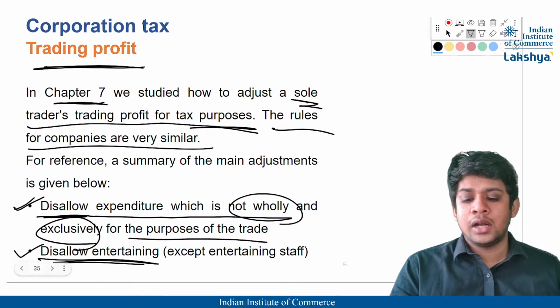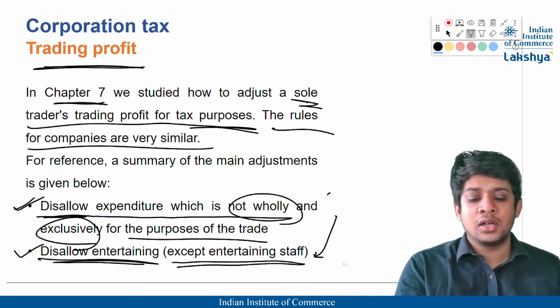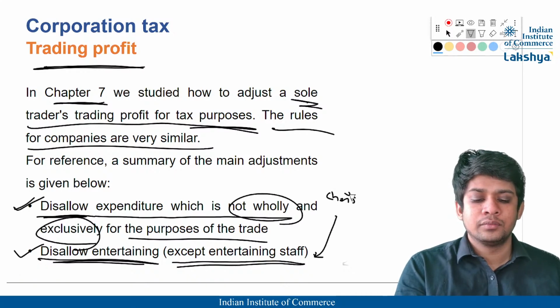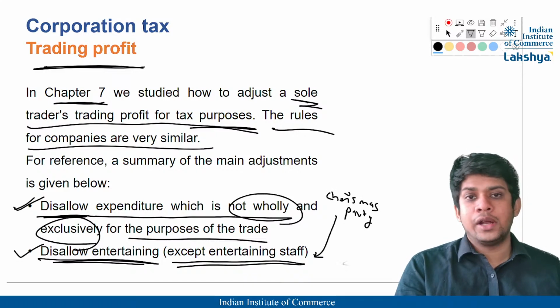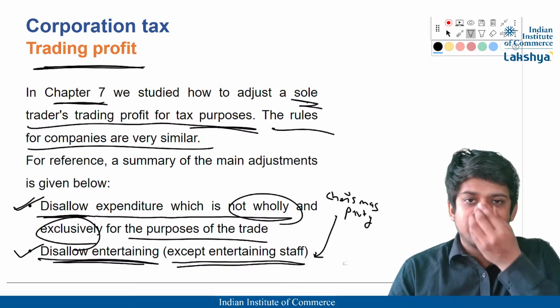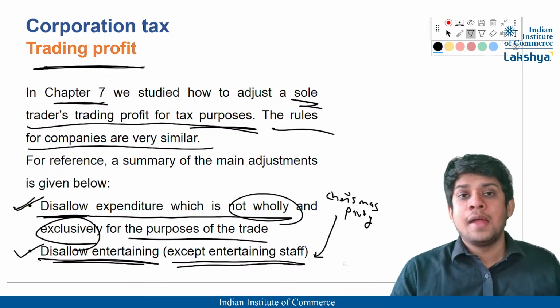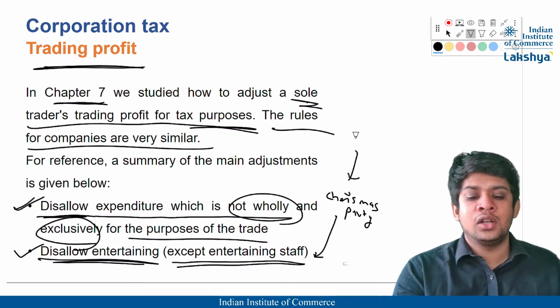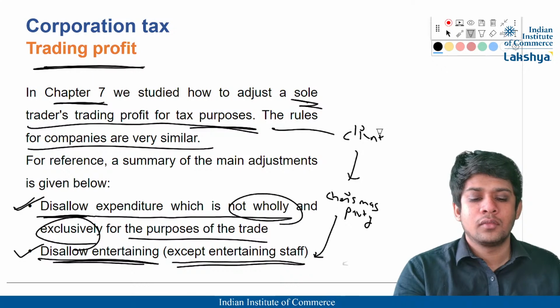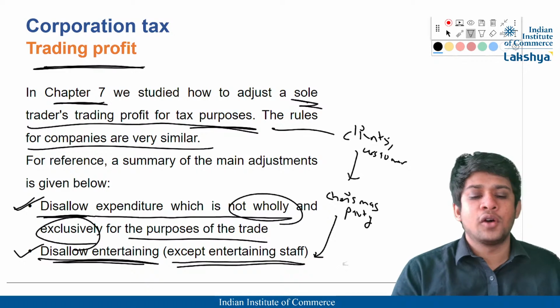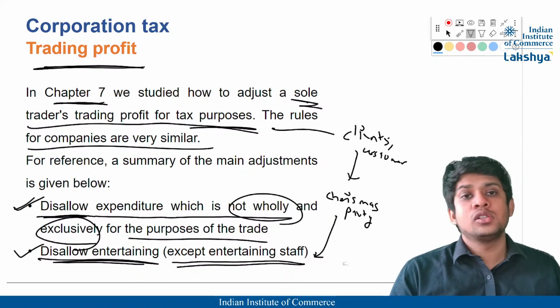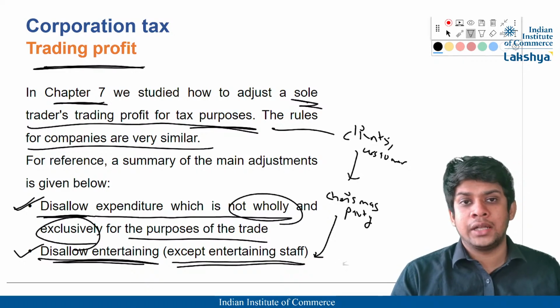Disallow entertaining, right? Except entertaining staff. So if you're entertaining staff, like having a Christmas party held for them, or entertaining them by giving them a ticket to a cricket match or a football match, then that is an allowable expense for the company. But if you're trying to entertain your clients or your customers or your former employees or anyone else, then those are considered disallowable entertaining.